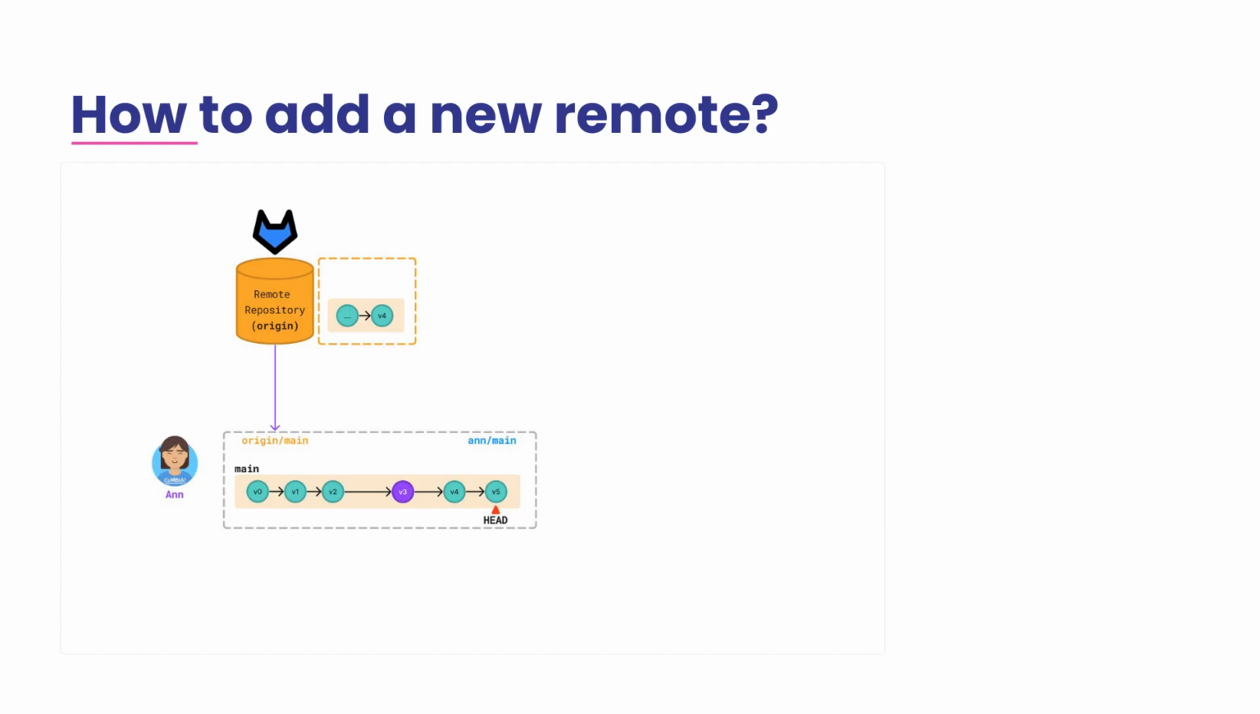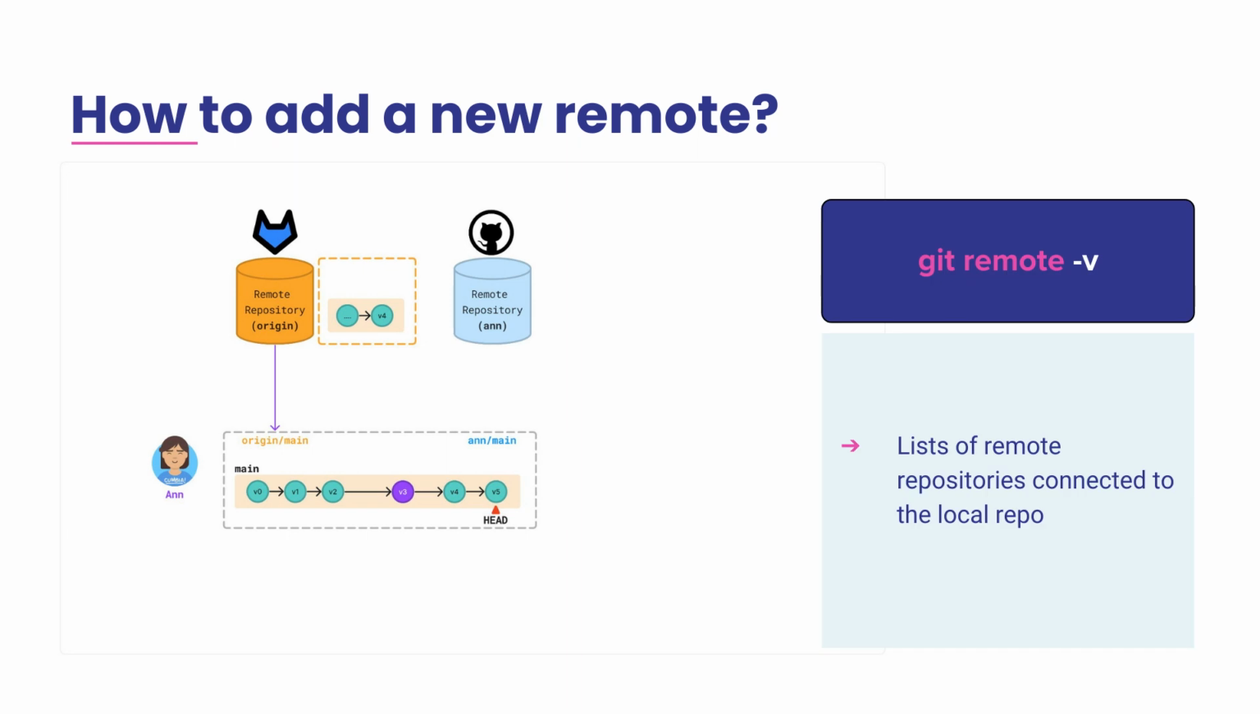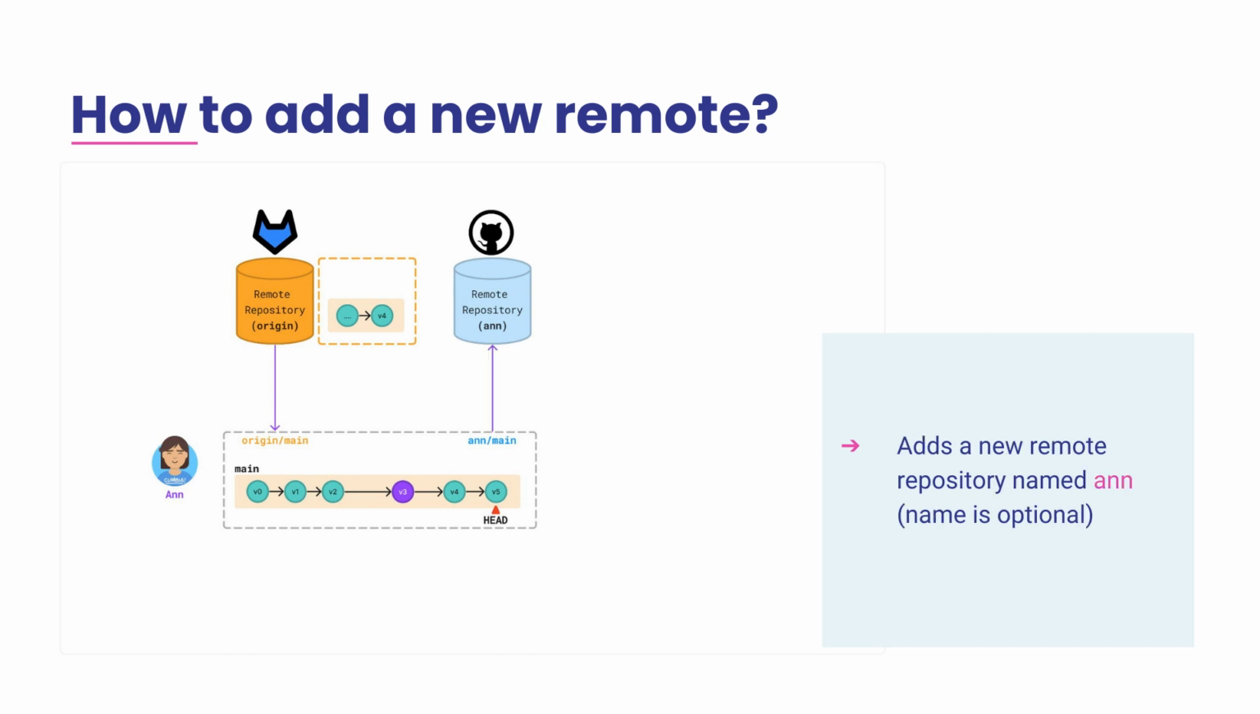Let's look at the next scenario. Besides the origin repository, Anne wants to use her personal repository on GitHub to test some new features she added. Firstly, Anne checks which remote repository she is already connected to using the git remote -v command. Currently, she is connected to only one origin remote repository.